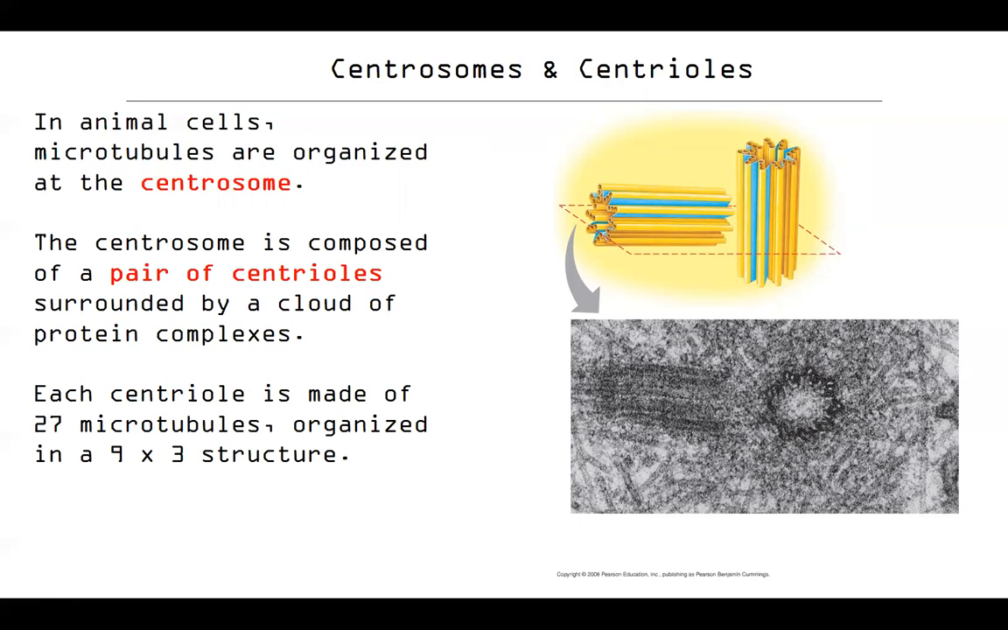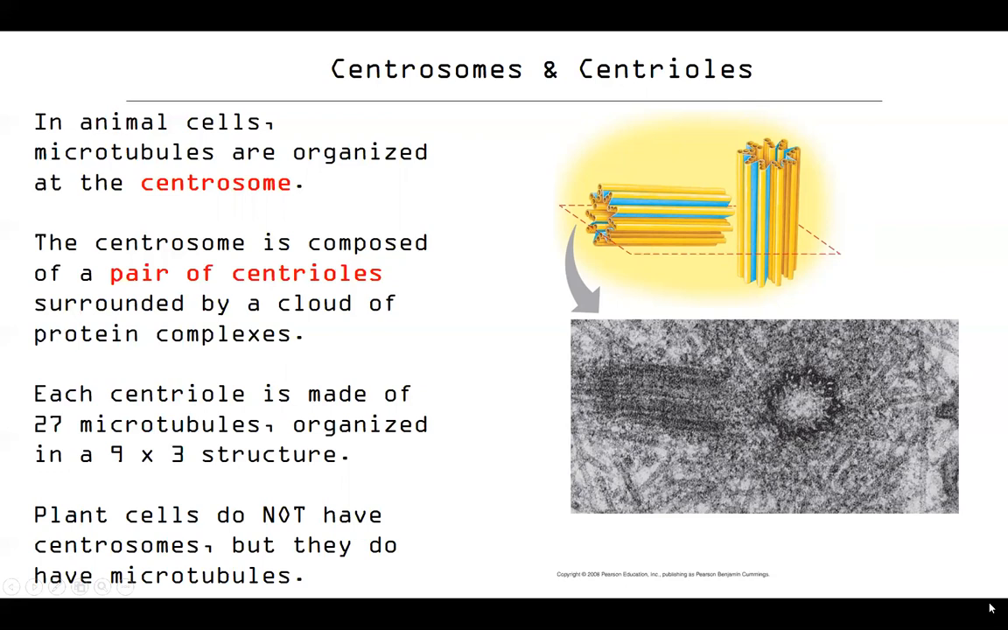Each centriole is made of 27 microtubules. We'll see more about the detailed structure of these microtubules in a minute, but you can see here that they're organized in a 9x3 structure. So each one of these hollow tubes is a microtubule. You can see they come paired in groups of 3, and there are 9 of those groups of 3. So this is 27 total microtubules, and we call this a 9x3 structure.